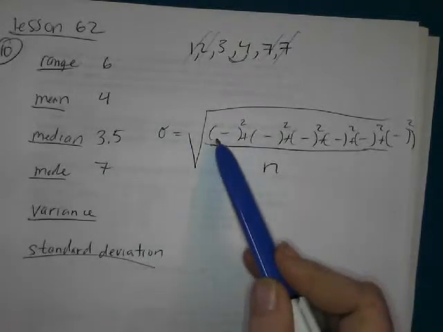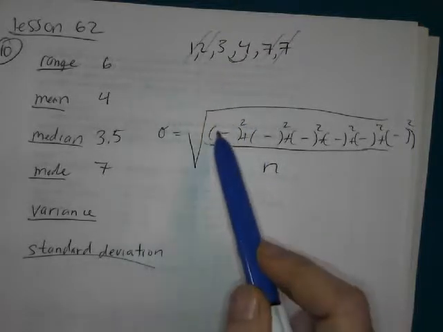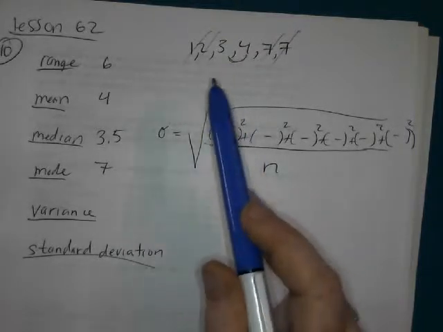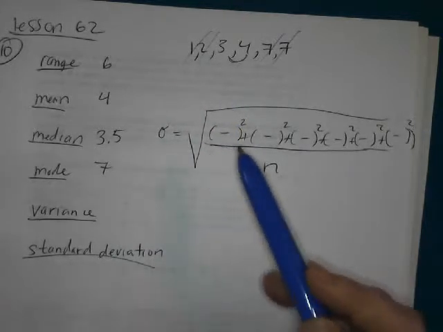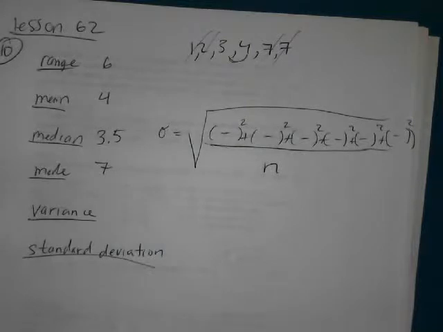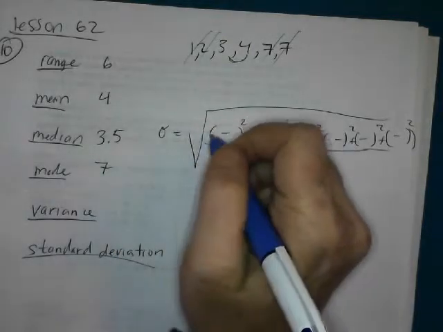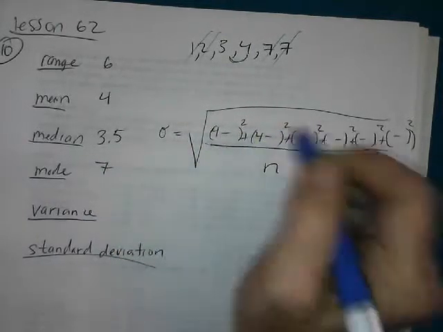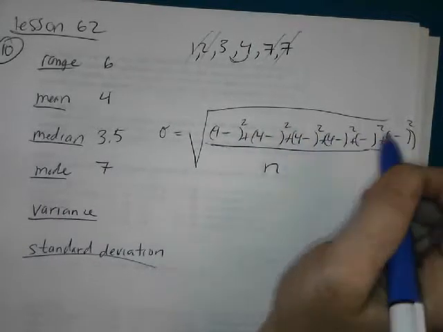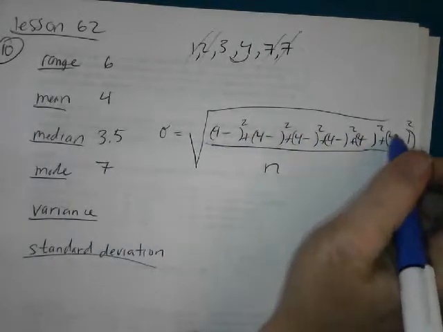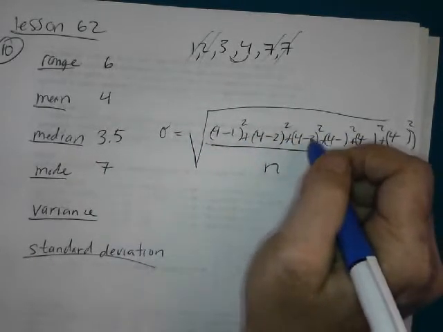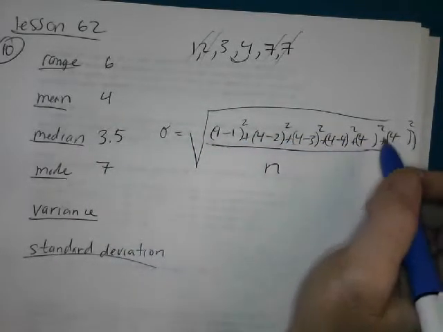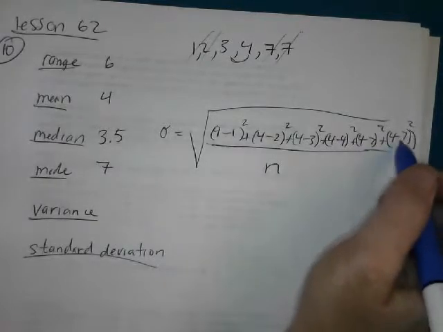So I usually do it, you can take each number and subtract the mean, or you can subtract each number from the mean. It doesn't really matter because you're squaring it anyway. So I think I'll put the mean in front and subtract the number behind. So the mean is 4 on all of these. And then you put the 1 and the 2 and the 3 and the 4 and the 7 and the 7.